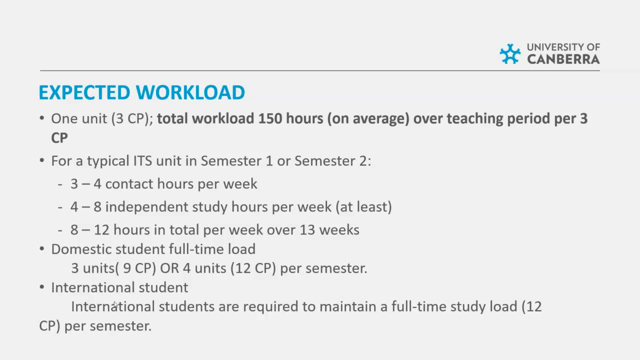You have about 4 to 8 hours of independent study hours per week, 8 to 12 hours in total per week over 13 weeks. So about 150 hours. If you're a domestic student full-time, you have 3 to 4 units per semester, similar for international students, so about 12 credit points per semester if you're doing full-time.